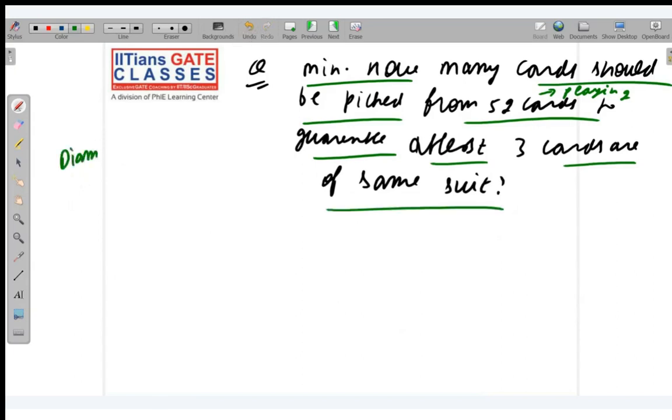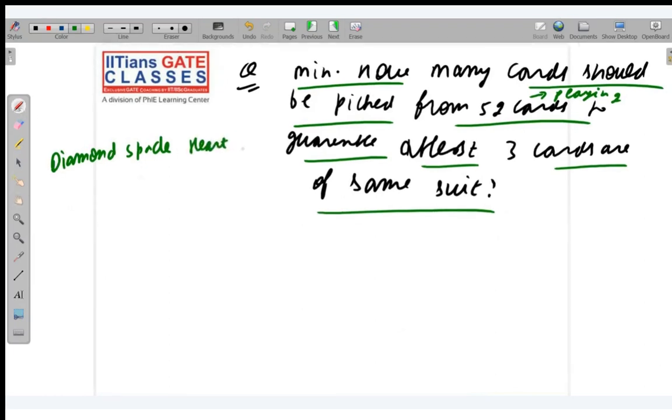So diamond, spade, and then we have heart. And what is the last one? We have a total of 4 now: diamond, spade, heart, and one more. So in total we have 4 suits. And 52 cards are there, and what we want to guarantee is at least 3 cards of the same suit.